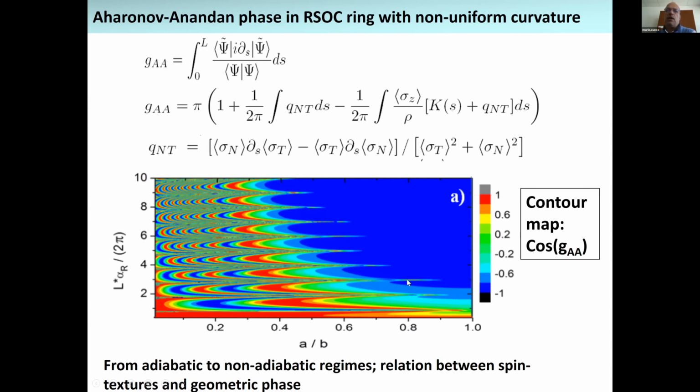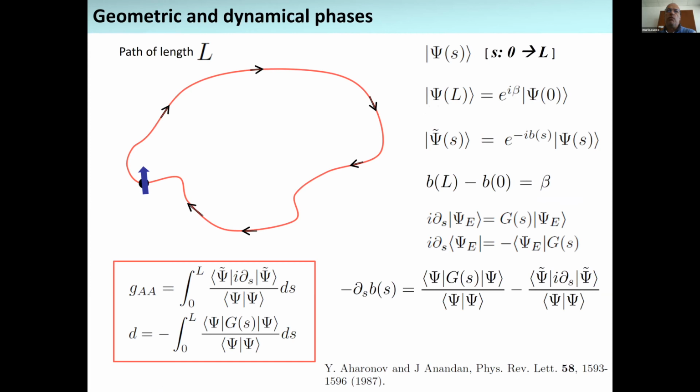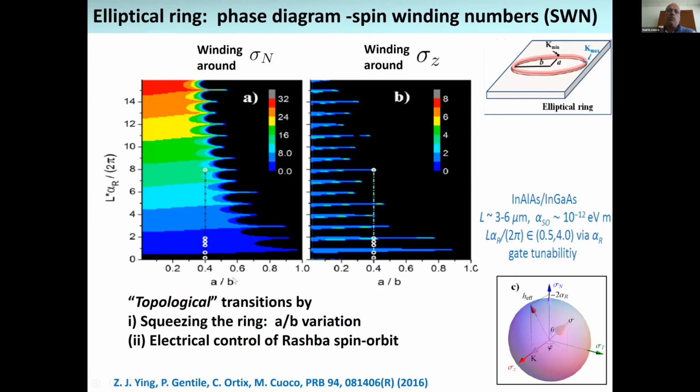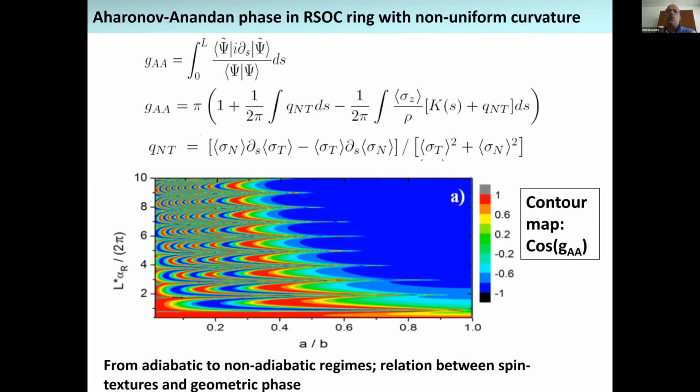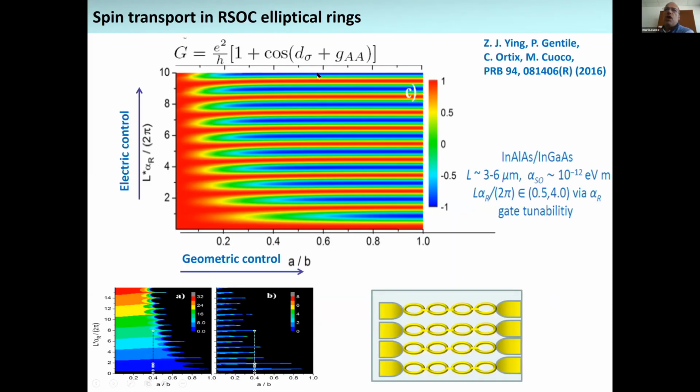And you see here that if you make the contour map of the cosine of the geometric phase, when you enter the region of this winding of the spin texture, you get a strong variation of the geometric phase, in all the regions that I showed you before in this phase diagram of Rashba with respect to the squeezing ratio of the ellipse. So this is the geometric phase, but you can also look at the transport, and basically one can use this relation which links the zero bias conductance with respect to the total phase.